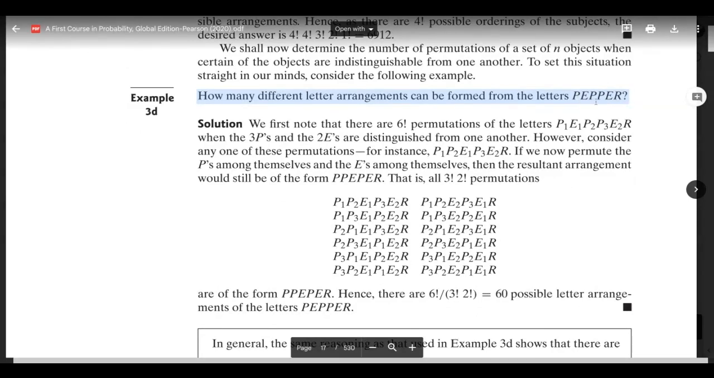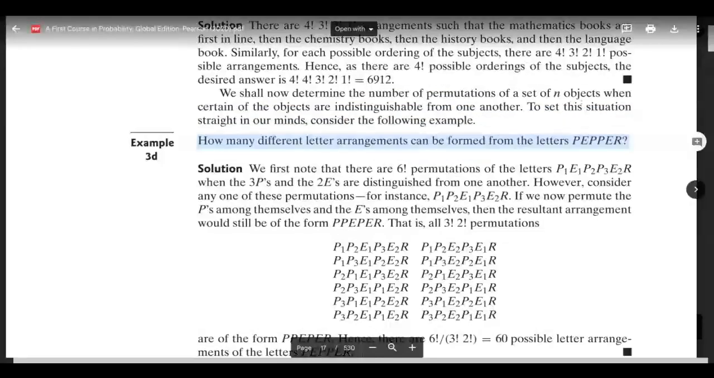And of course, the P's are the same, the 2 E's are the same, and we'll only have 1 R. So if we think there's 6 factorial ways, we counted more, because we have 3 same P's and 2 same E's. So we have to do the same thing as the above, because we're treating the 3 P's as the same and the 2 E's as the same.